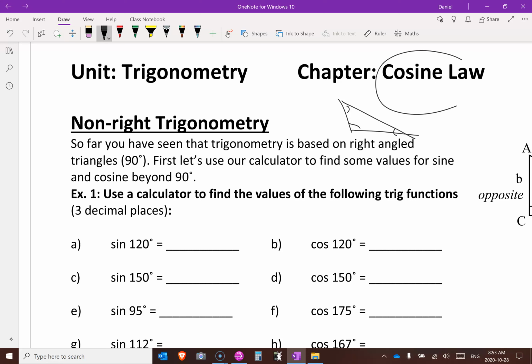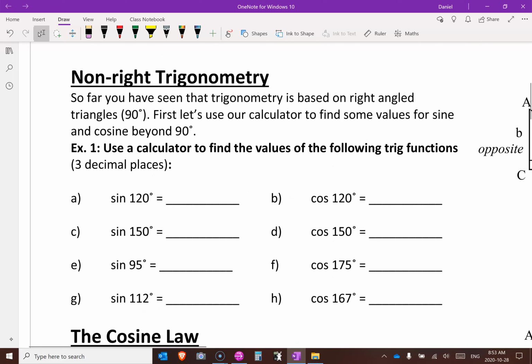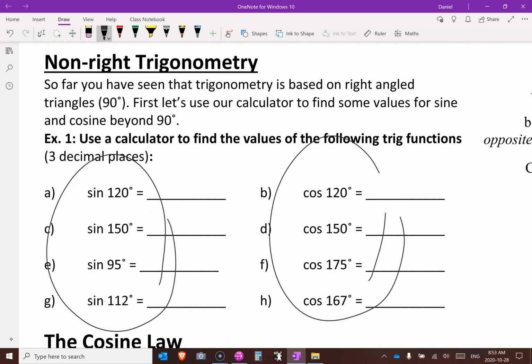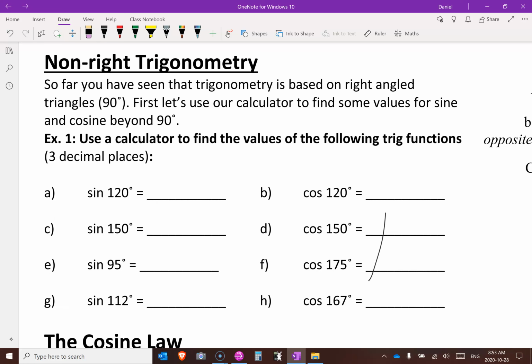Now, cosine law is a little bit more complex, and the sine law is a little bit easier. Now, before we do that, it's good just to remind ourselves how to put this stuff either into a calculator or using a trig table. All right, so let's take a look.